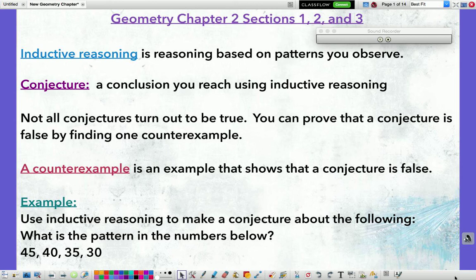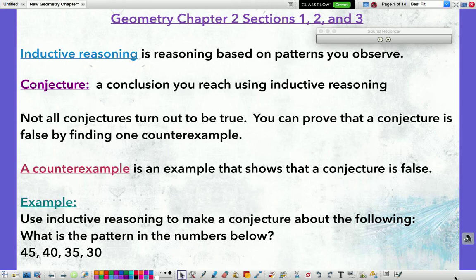Not all conjectures turn out to be true, and you can prove that it is false by finding a counterexample. And that's an example that shows that a conjecture is false. Now, if you didn't realize on your notes that you have to write some of that stuff. Okay, you are watching this on your own, so pause it at any time.